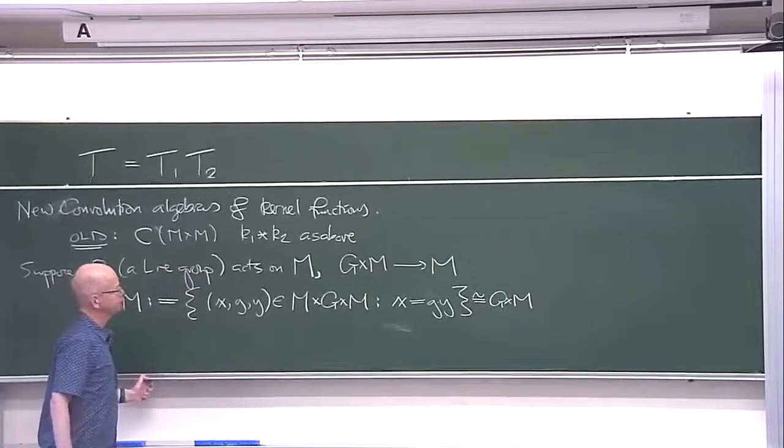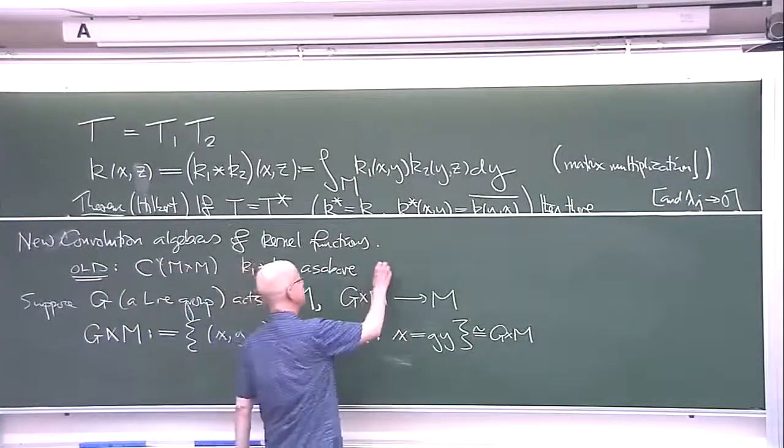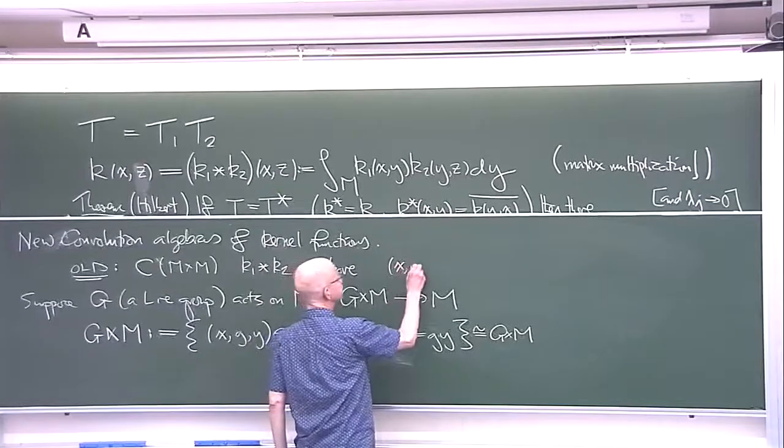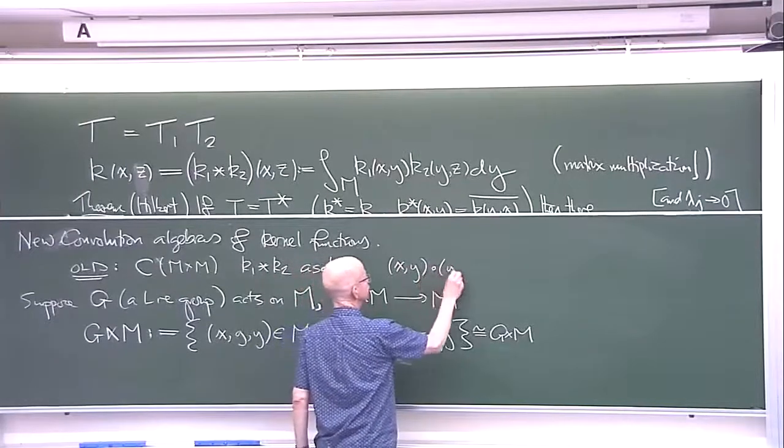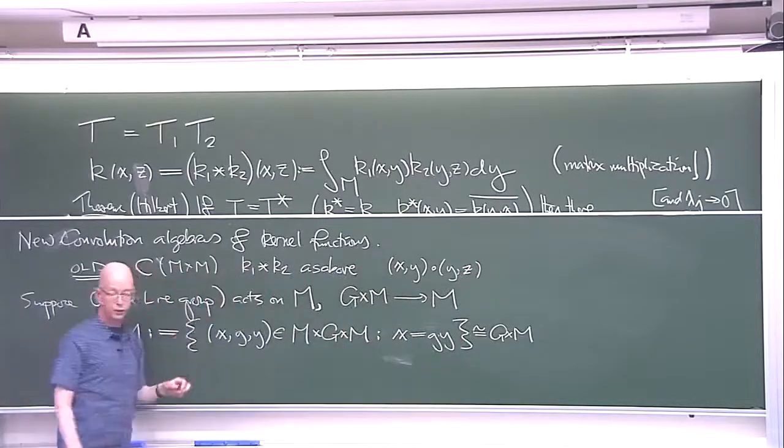But we can repeat what we were doing before in this new context. Let me introduce some obviously useful notation. Let's suppose I have two pairs of points in this space, xy and yz.